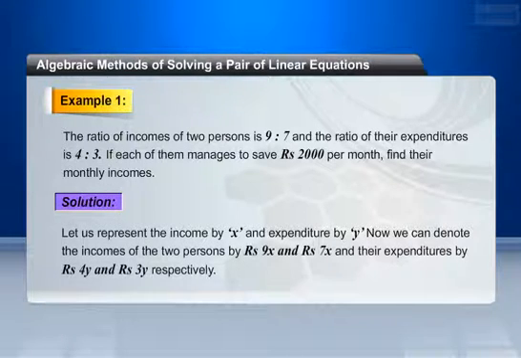Let us represent the income by x and expenditure by y. Given that the ratio of incomes of two persons is 9:7, we can denote the incomes of the two persons by 9x rupees and 7x rupees respectively. Given that the ratio of their expenditures is 4:3, so we can denote their expenditures by 4y rupees and 3y rupees respectively.